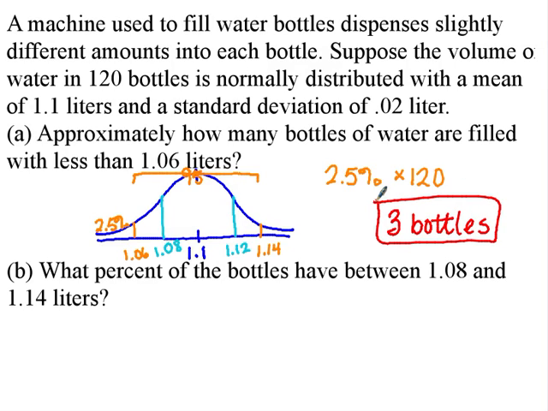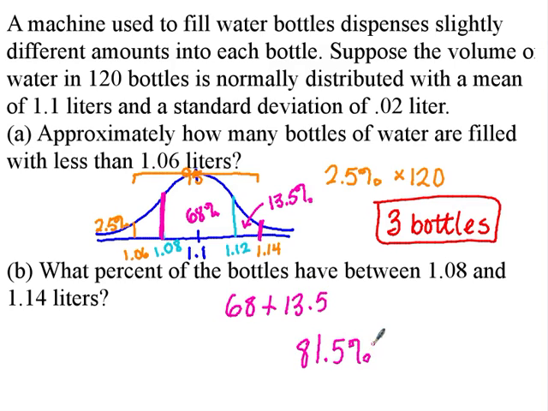So let's look at the next one. What percent of the bottles have between 1.08 and 1.14 liters? So here's 1.08, right? Okay, here's 1.14. So let's figure out percents. This right here is 68%. What percent is this? 13.5. So you have 68 plus 13.5, which is 81.5%. Okay? All right, questions on that? That's dealing with the normal distribution.